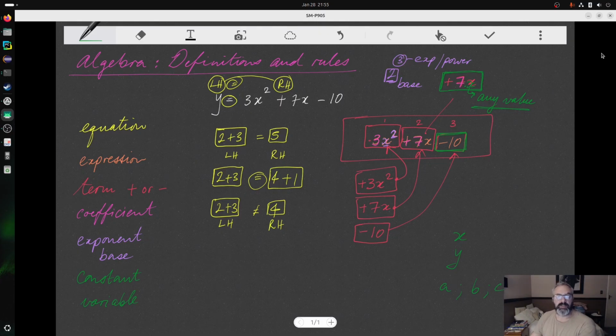So if I use any of them, equation, expression, term, coefficient, variable, or constant value, anything like that, you should know these, you should learn them. Then when I mention any of these in my videos or in class or any other place, you will know what I'm referring to, and I don't have to go back and explain all of them all the time. Now let's move on and have a look at some of our rules.